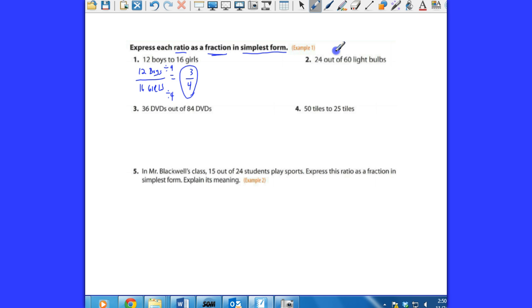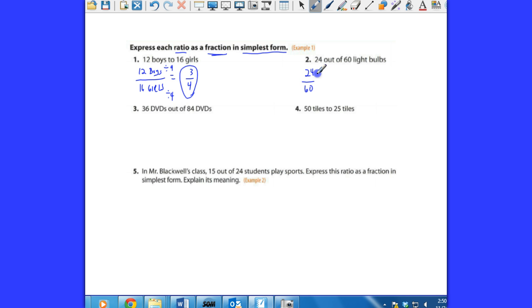Let's say they have 24 out of 60 light bulbs. Maybe they're comparing certain colors of light bulbs. Maybe you have 24 blues out of 60. Maybe these are Christmas lights or something like that. Anyway, we don't know, but they're comparing 24 out of 60. So we would write 24 out of 60. And then we would reduce that.